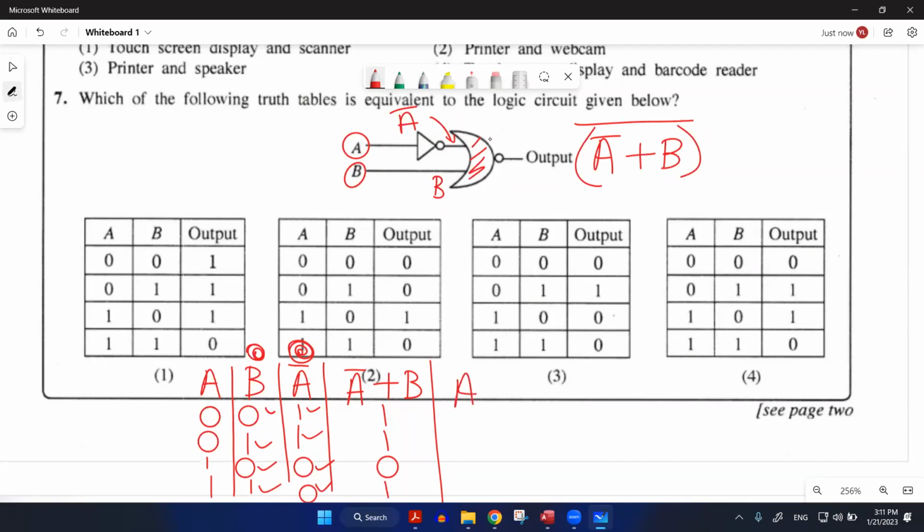Then I'm going to form (A bar plus B) whole bar. That means the opposite of this column: 0, 0, 1, 0. It matches the second answer, so the answer is going to be the second.